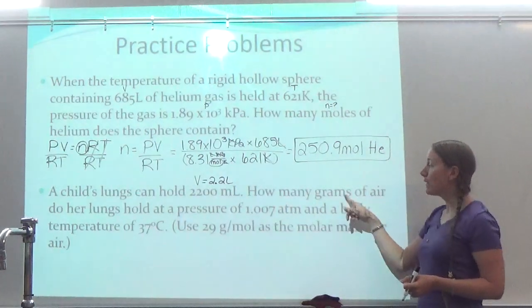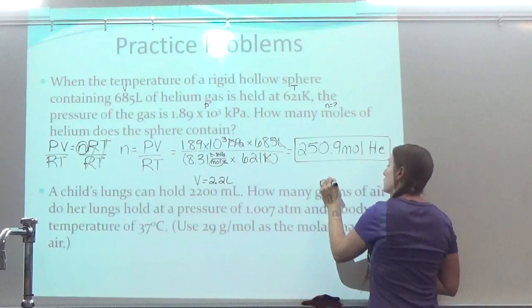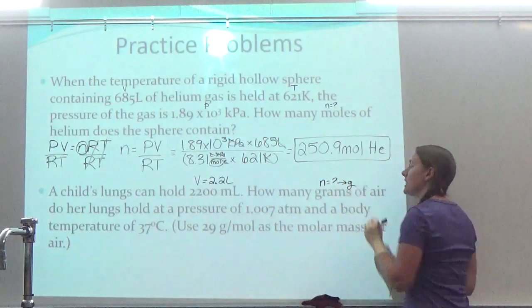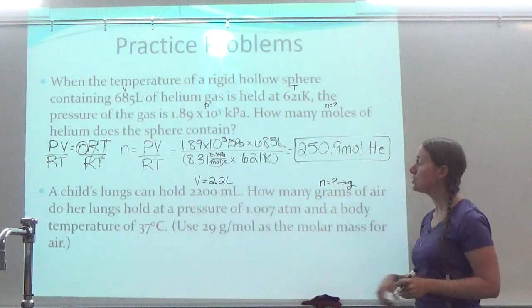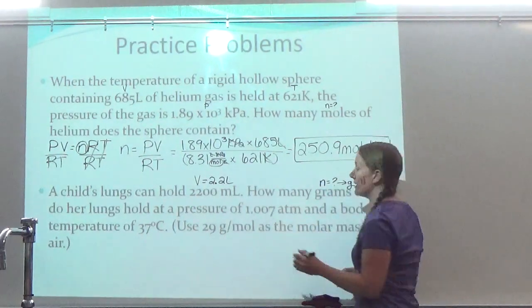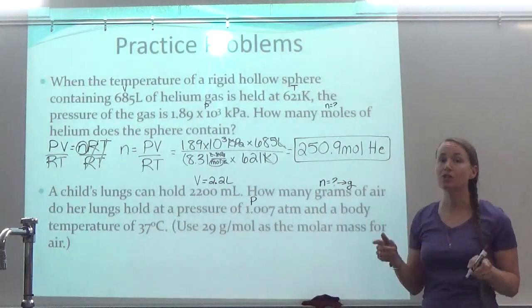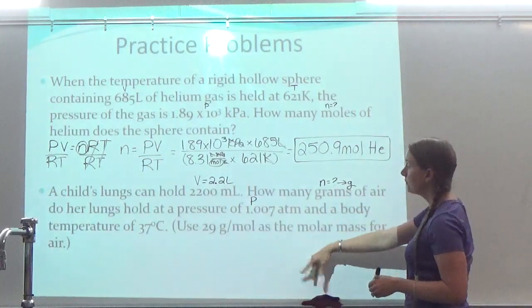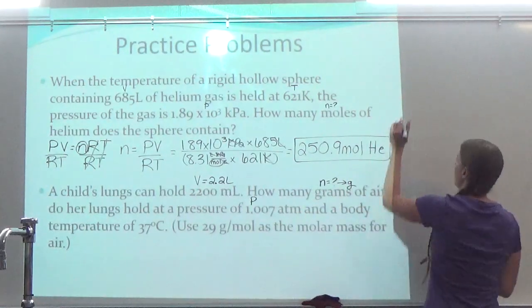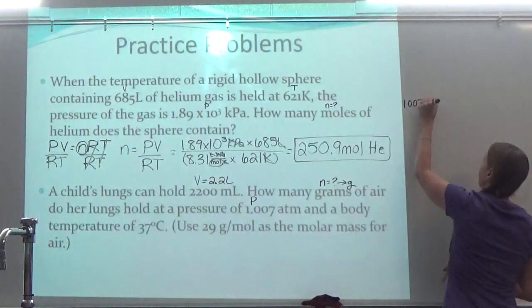It says how many grams. So remember, what did I tell you to solve for if you're looking for grams? You solve for moles first, and then you can change it to grams. How many grams of air do her lungs hold at a pressure of 1.007 atm? So there's my pressure, but remember, for ideal gas law, pressure has to be in kPa. To save room over here for me to work the problem, I'm going to convert over here. So we have 1.007 atm.